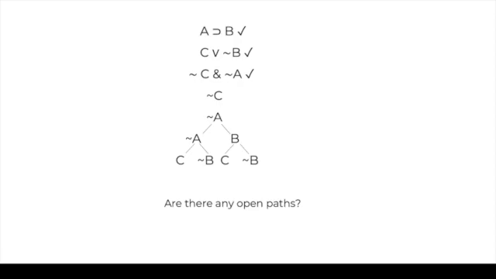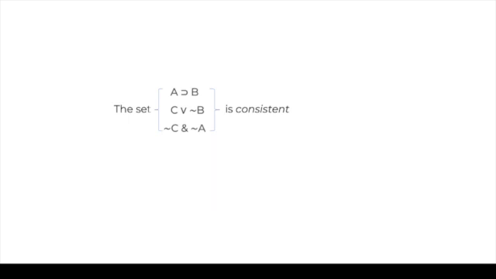So are there any open paths? Well, let's begin with the left. We have not C and C, so it is closed. Let's go to the next one. Here I cannot see any instance of X and not X, so this path is open. So there is at least one assignment that makes all the sentences true. So the set is consistent.